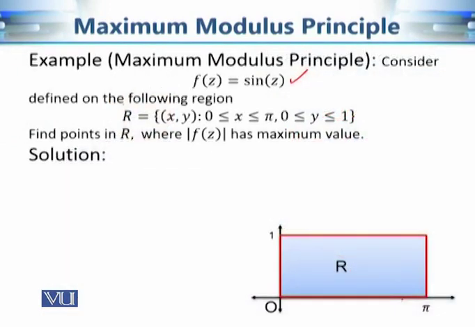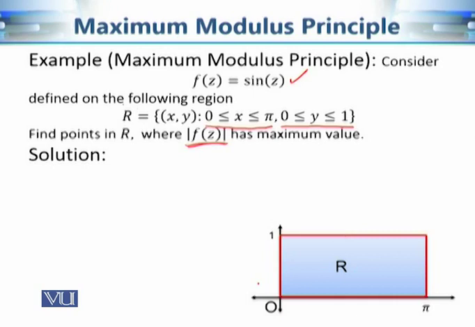So let's talk about some examples. Consider this function sin z, which is a complex valued function, and the region that we have chosen in this example is this rectangle region in the complex plane, where x varies from 0 to pi and y varies from 0 to 1, and we want to find out the points where the modulus of sin z has the maximum value. According to the maximum modulus principle, it should happen at some point at the boundary of this region. In other words, it should be some point on this red line, which is the boundary of this region.